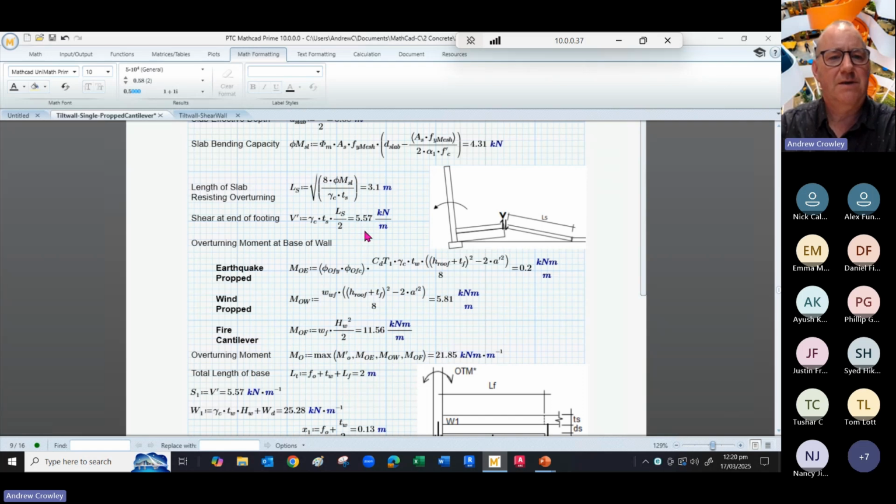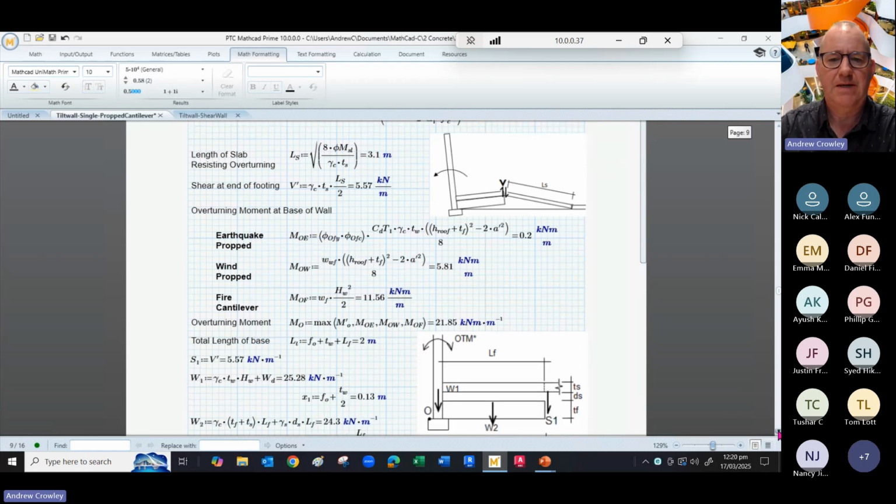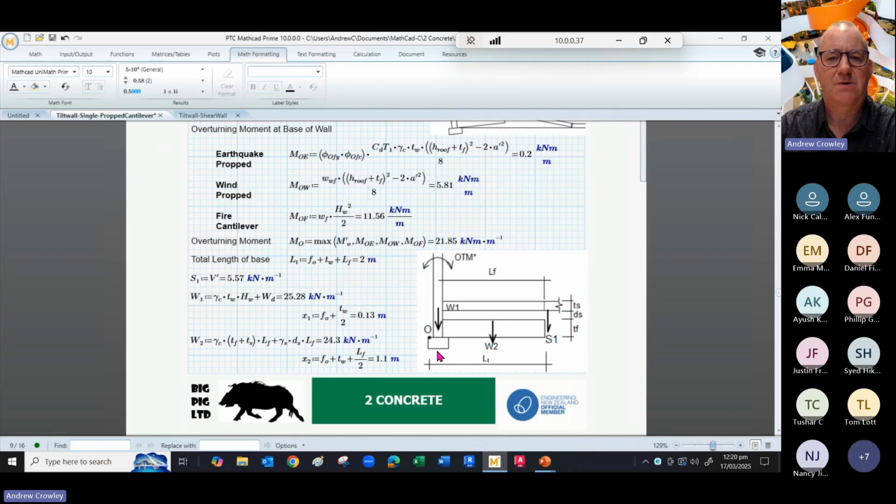Now we look at the overturning moment at the base of the wall from the earthquake and the wind as a propped cantilever, and then from fire as a cantilever. In this case, the fire is the dominant load case here. So the overturning moment is going to be the maximum of those, and those calculated above. We look at the total length of the base, which is the width of the lower pad plus the outstanding footing. That works out as 2 meters.